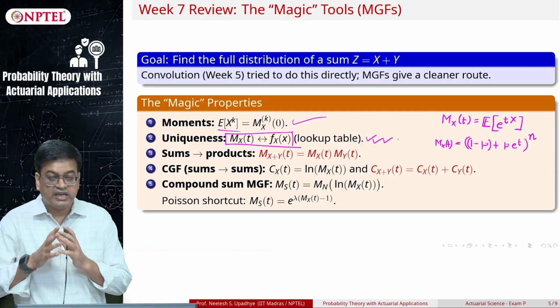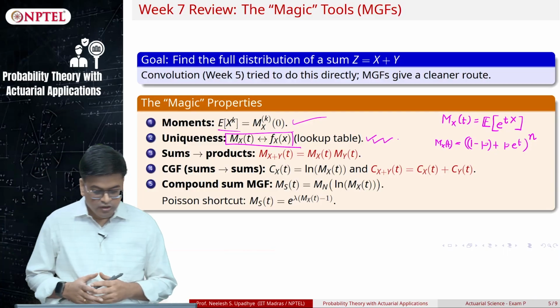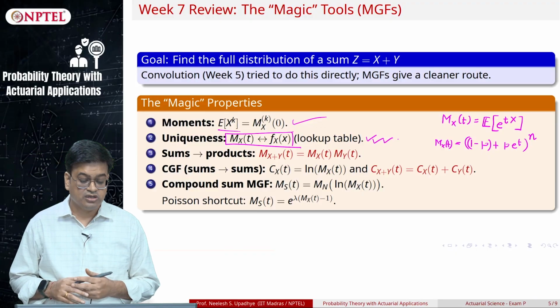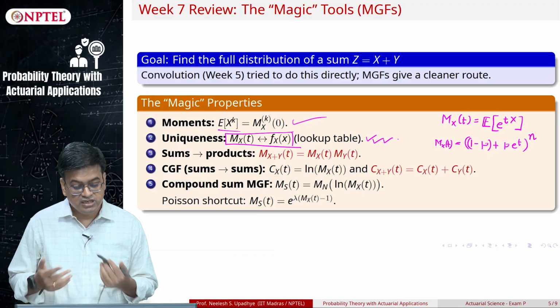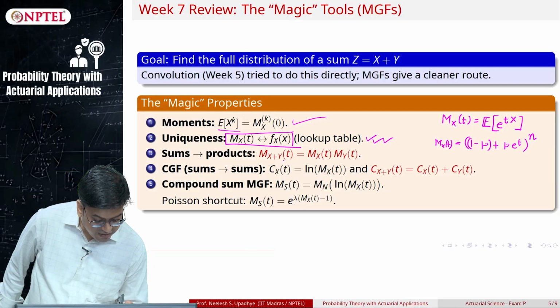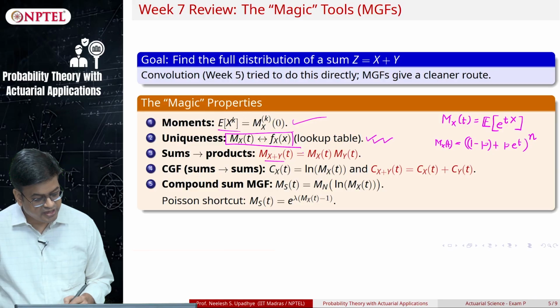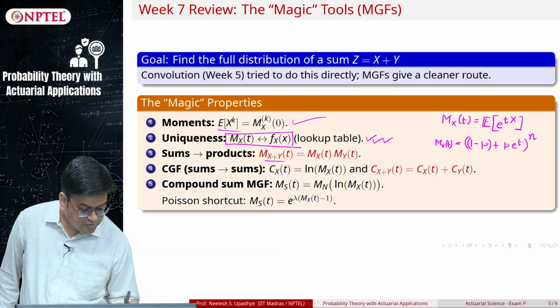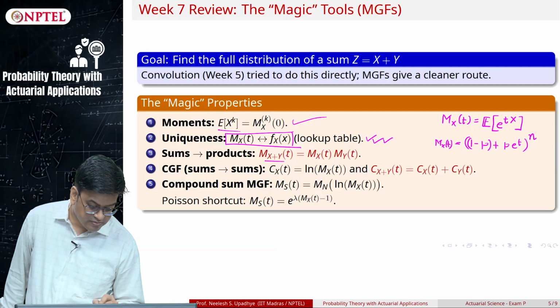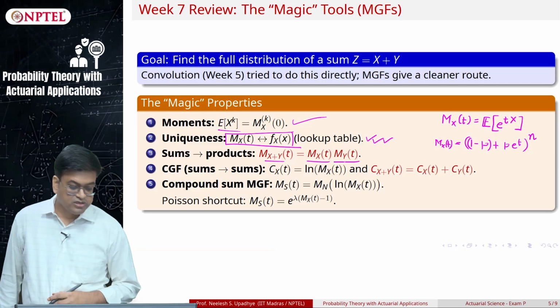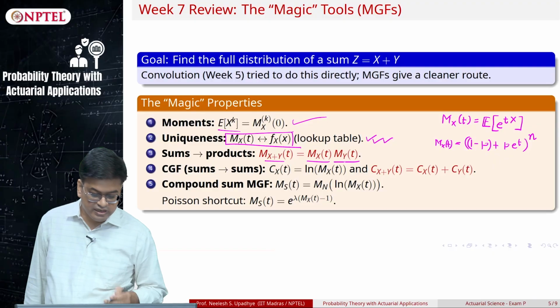Once we have this clear cut mapping, we came to some properties of these moment generating functions. So those properties essentially mean, if x and y are independent, then the moment generating function of the sum is actually the product of the two moment generating functions. So this was significantly helpful.